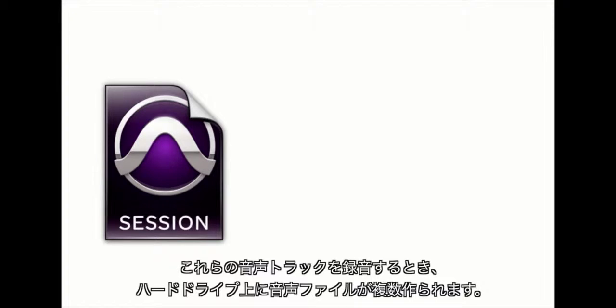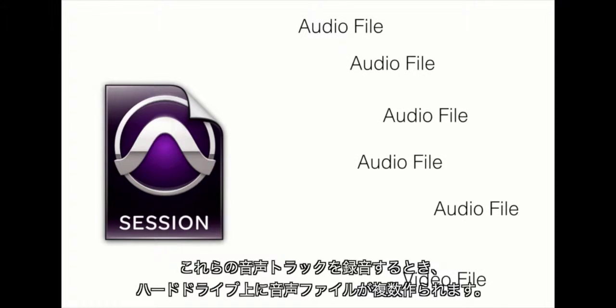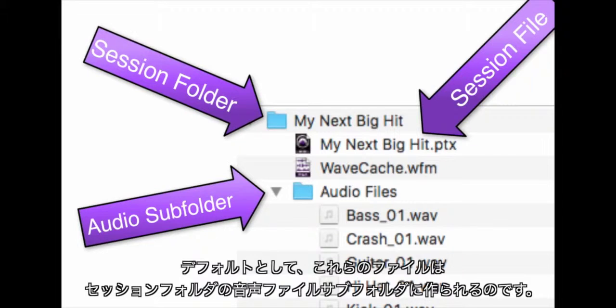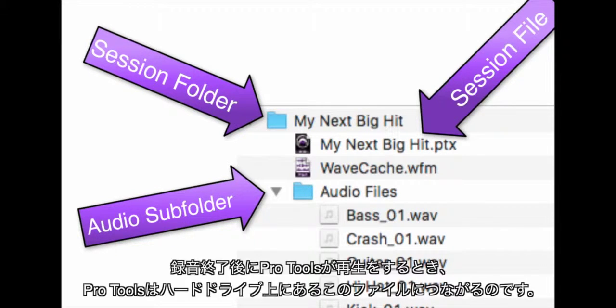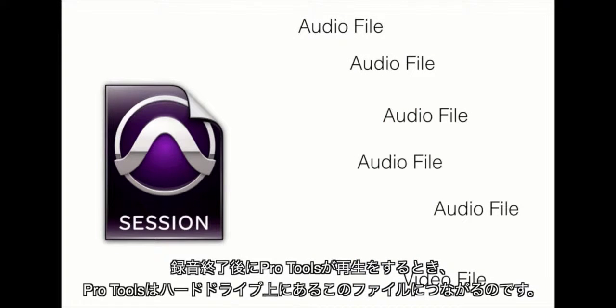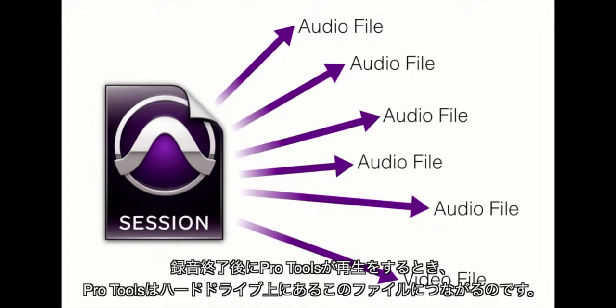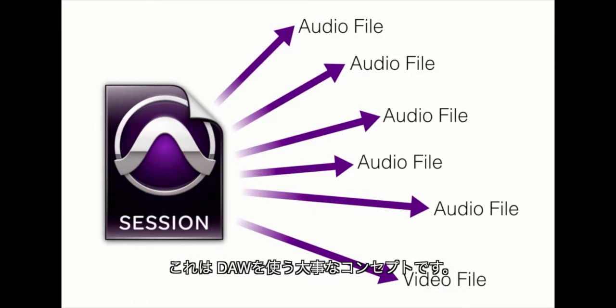Let's say that you're recording a number of audio parts into Pro Tools. When you record onto those audio tracks, what you're actually doing is creating a number of audio files on your hard drive. By default, those files will be created in your session folder's audio files subfolder. When Pro Tools plays back after the recording is done, Pro Tools will refer to or point to those files on your hard drive wherever they are. This is a very important concept when it comes to using a DAW.